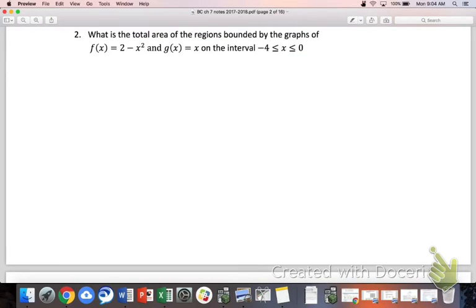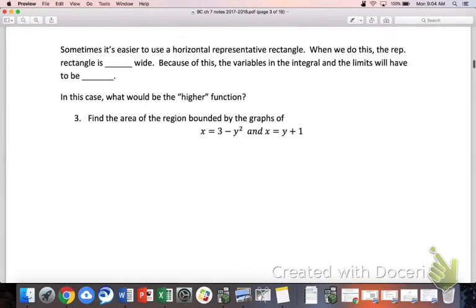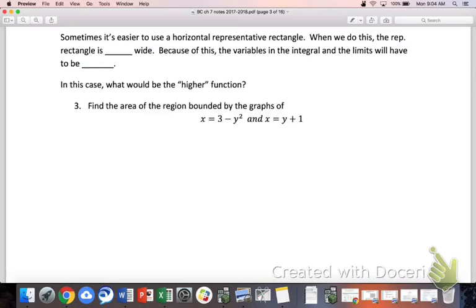The next one is a little different. It is a twist, if you will. I prefaced this by saying sometimes it's easier to use a horizontal representative rectangle. And I literally mean that. Sometimes it is and sometimes it isn't. It's going to be based on the nature of the shape, and I'll try to explain what factors would influence you towards this or away from this.